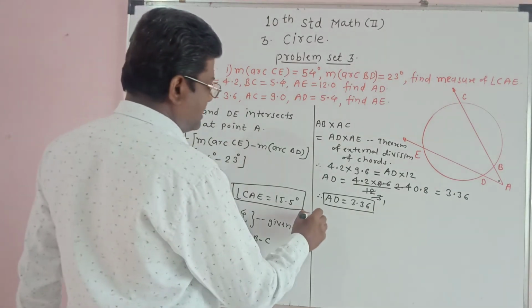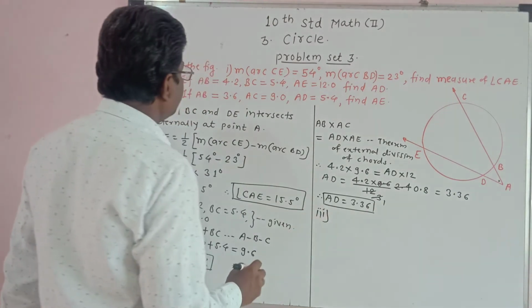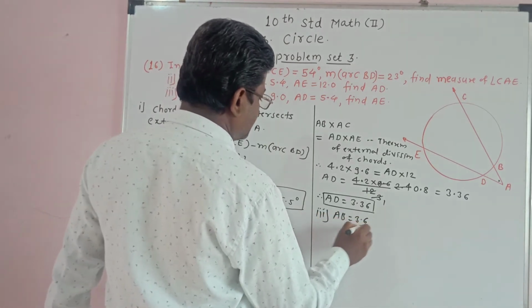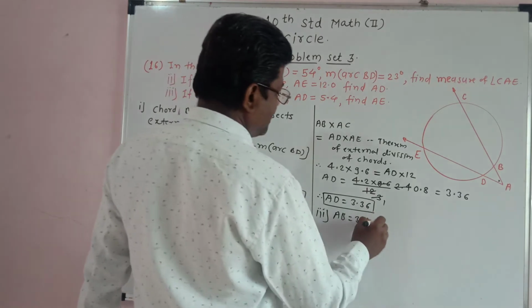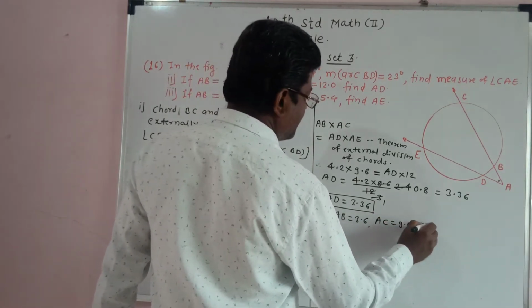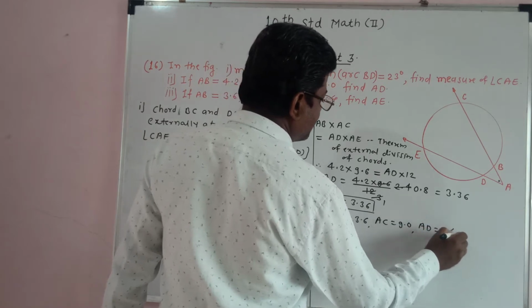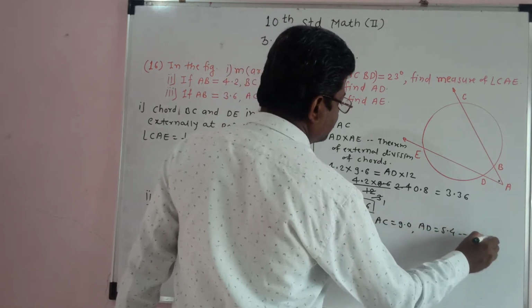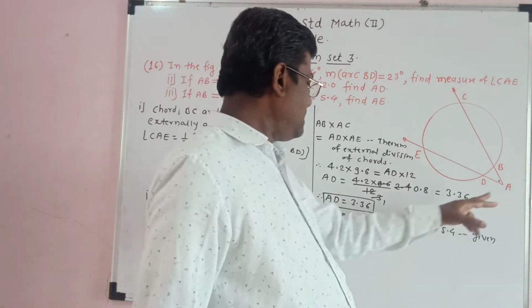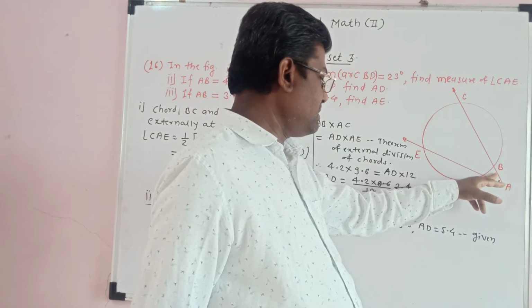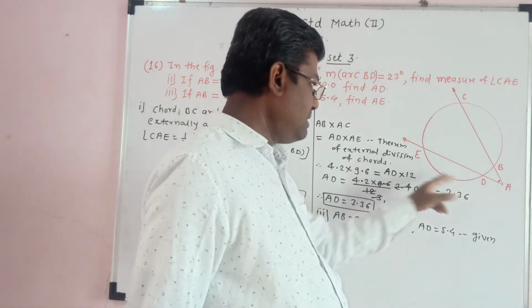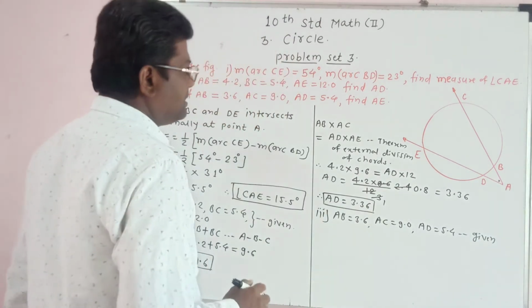Now number 3. AB is equal to 3.6, AC is equal to 9, AD is equal to 5.4. It is given, and we have to find AE. AB is given and AC is also given, AD given and AE to find.